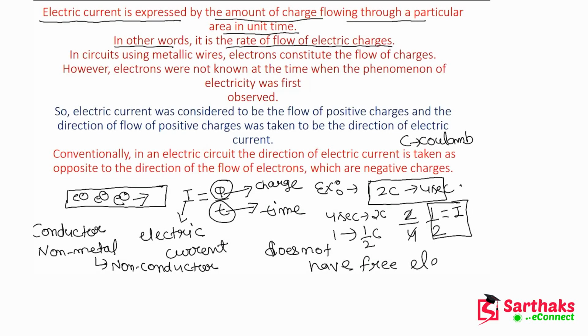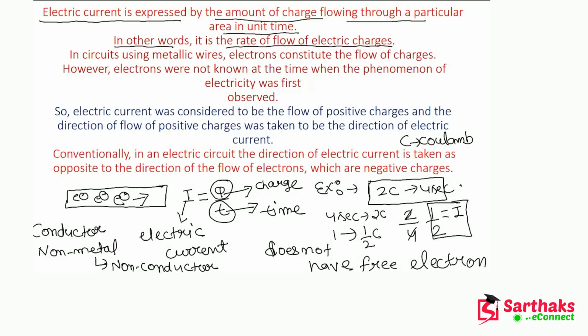Free electron. So I hope you might have got my point. Now, electric current was considered to be the flow of positive charges, and the direction of flow of positive charges was taken to be the direction of electric current.